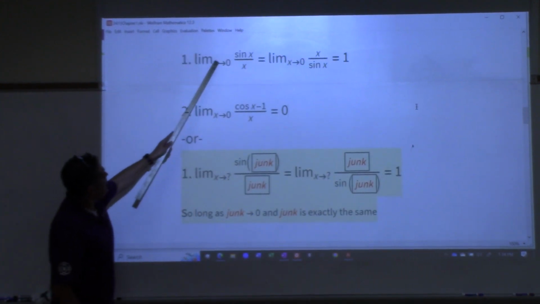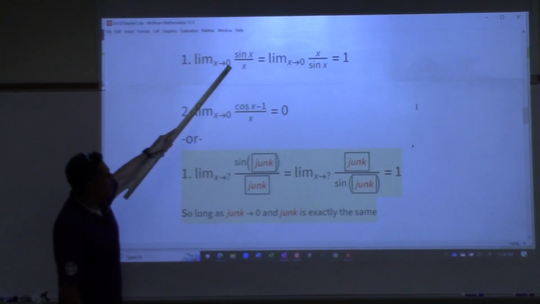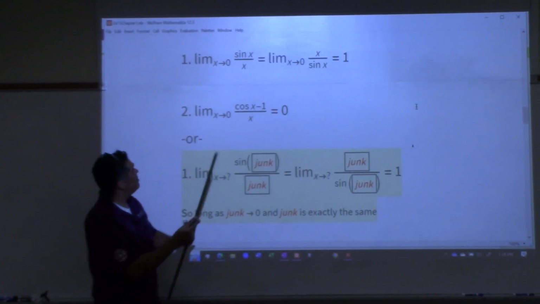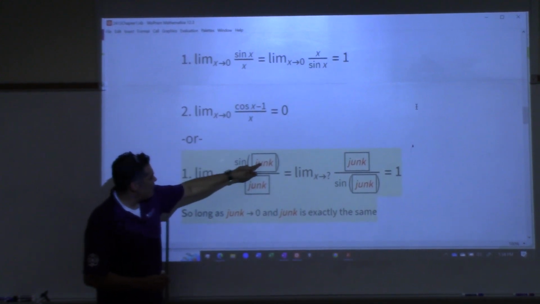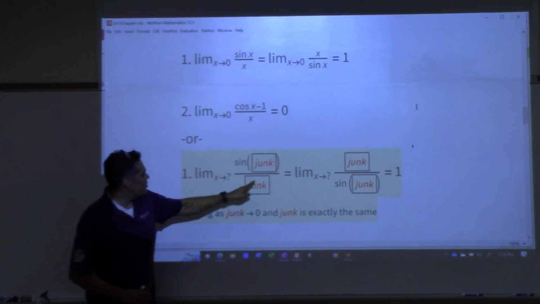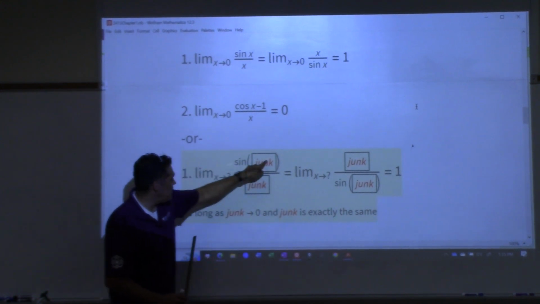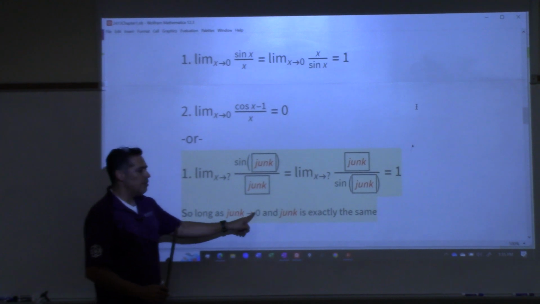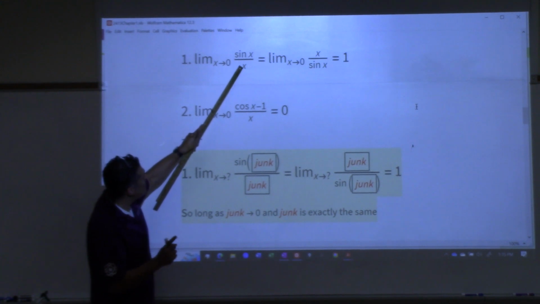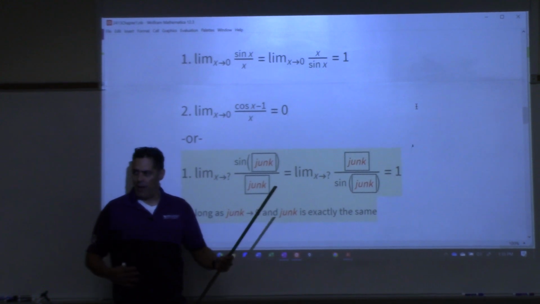Notice on this first limit, we have sine of x over x, and the x is going to 0. Instead of looking at it as x, I want you to say what we have is sine of some junk. I don't care what it is. And then it's over some junk. These two junks have to match exactly. As long as whatever's here and here goes to 0 and they look exactly the same, then your answer is going to be 1. And you can flip it over and it works the same way.